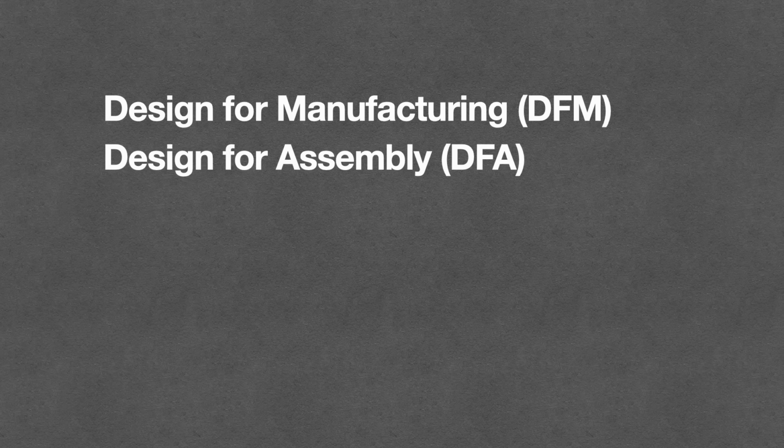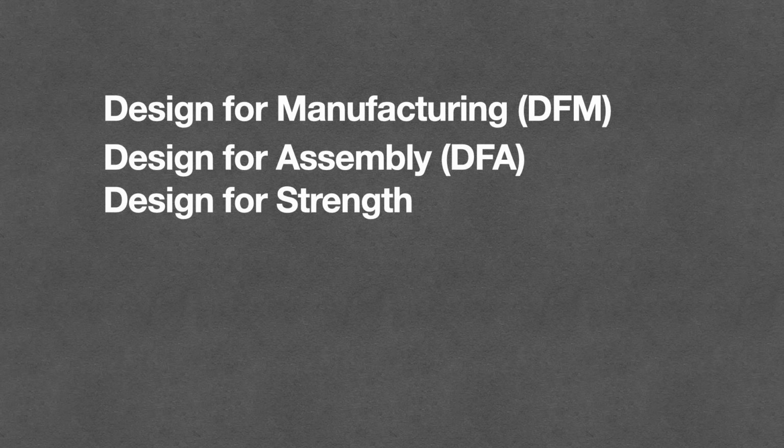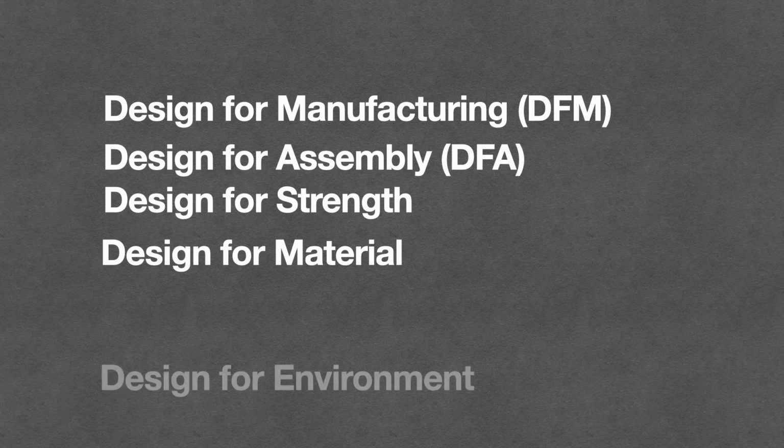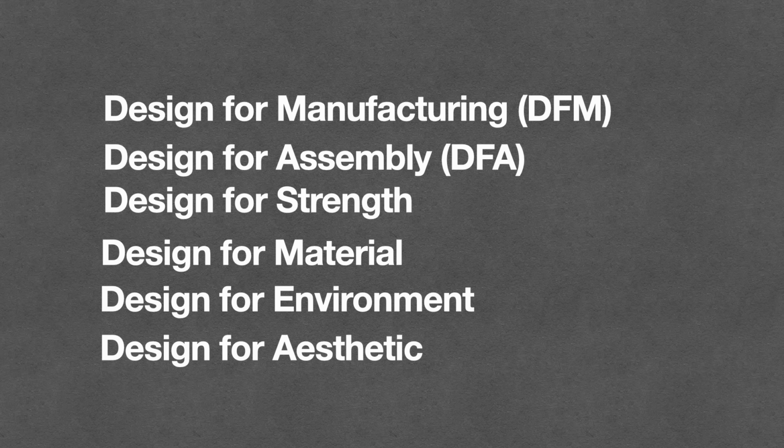So this was essential DFMA: design for manufacturing, design for assembly, and also design for strength. But our design should also be optimized for material, environment, and aesthetics. So the next video, which should be on your screen, is where I have talked about more advanced DFMA.